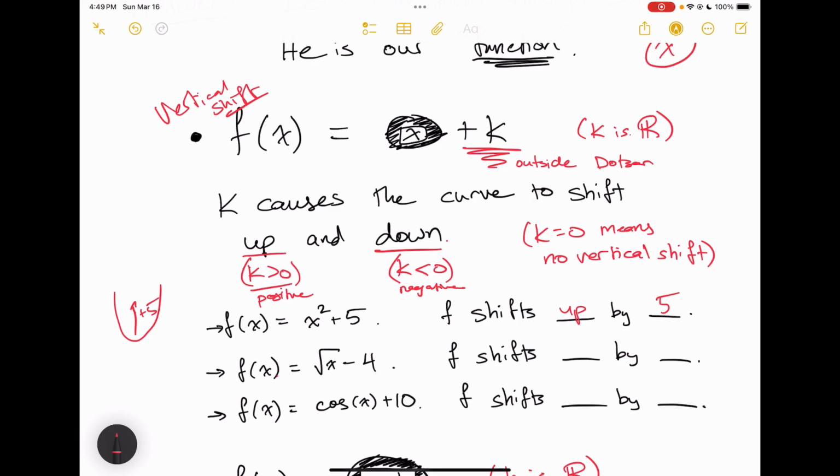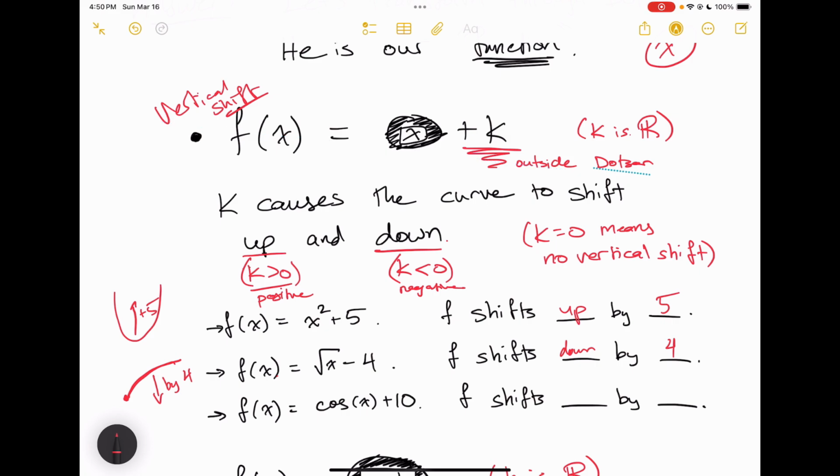Similarly, don't let this square root sign on the x confuse you. If you want a little bit of a general know-how, the square root of x looks something like that, like a little bit of an arm reaching forward. And if it's getting 4 subtracted from the outside, much like we saw with the quadratic, it's going to move down by 4. F in this case will shift down by 4. Note this does not shift down by negative 4. Just take the absolute value in terms of how many spaces it's moving.